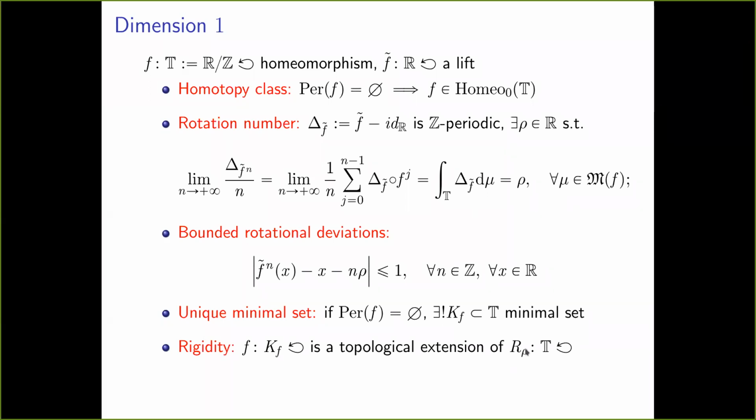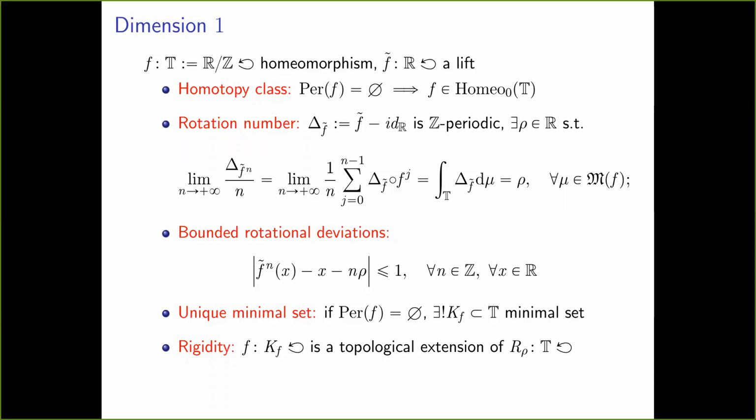I mean minimal because, sorry, I didn't put it here, but of course, when you have a periodic point free homeomorphism, this number rho is irrational, okay? So this is an irrational rotation. It means that this is a minimal homeomorphism, and your F is a topological extension of this irrational rotation.